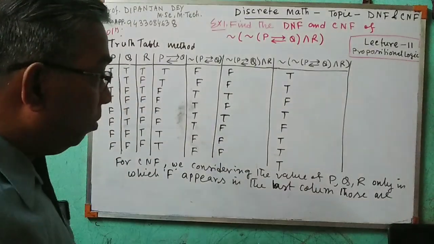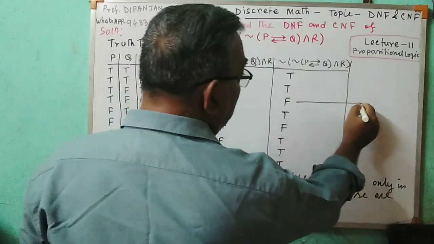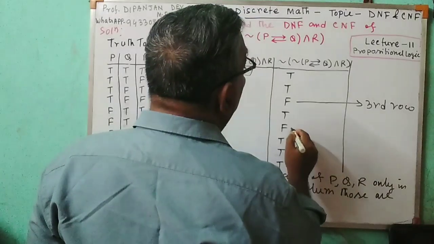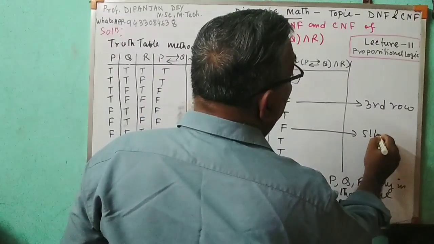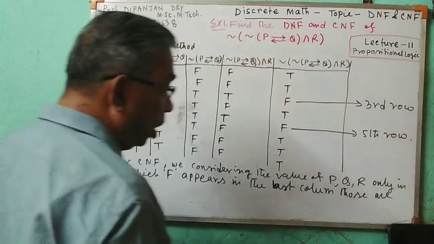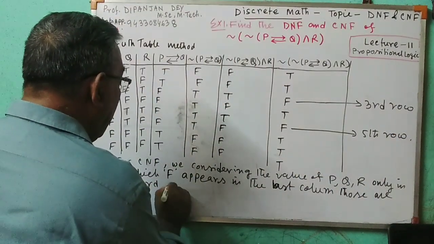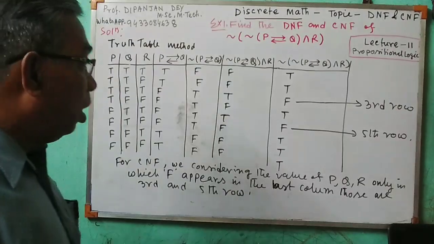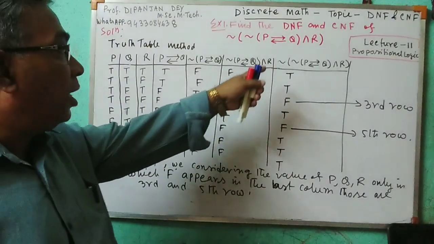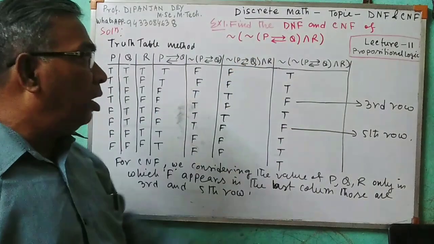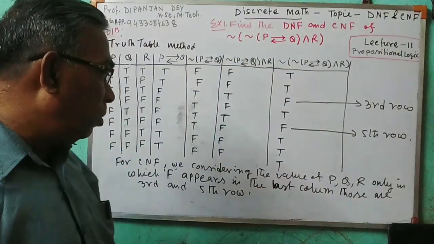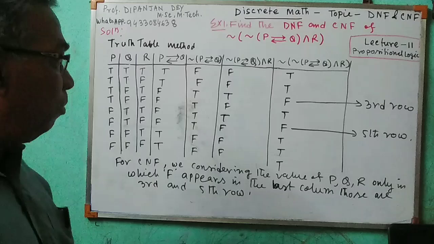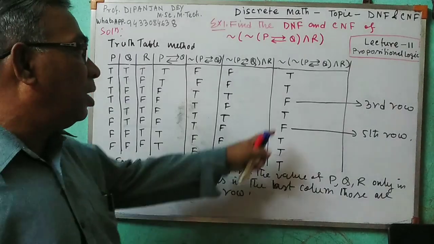Third and fifth row. You see, this is third row and fifth row. We have to consider these two. Those are third and fifth row. That means after finding the truth table of the given expression, this is the last column, final column. So in the final column, for CNF, we have to see where it is false.